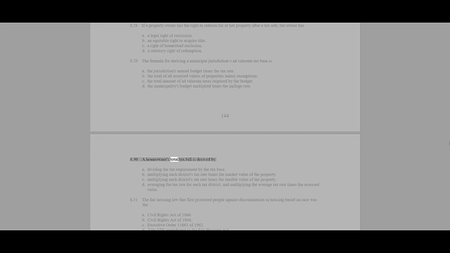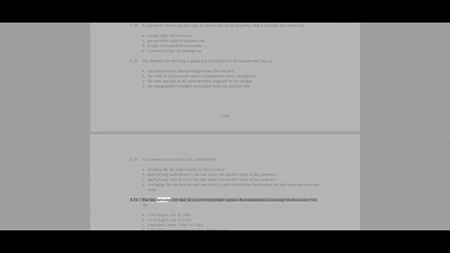8.30 A homeowner's total tax bill is derived by A. Dividing the tax requirement by the tax base. B. Multiplying each district's tax rate times the market value of the property. C. Multiplying each district's tax rate times the taxable value of the property. D. Averaging the tax rate for each tax district, and multiplying the average tax rate times the assessed value.